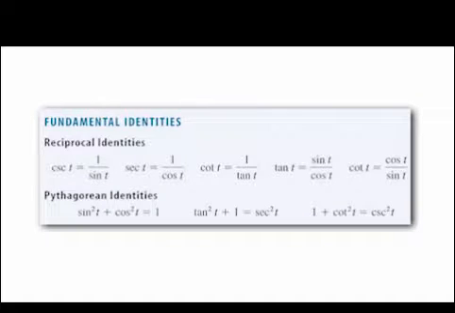The Pythagorean identities are sine squared plus cosine squared equals 1, tangent squared plus 1 equal to secant squared, and 1 plus cotangent squared equal to cosecant squared. Now let's see these identities in action.